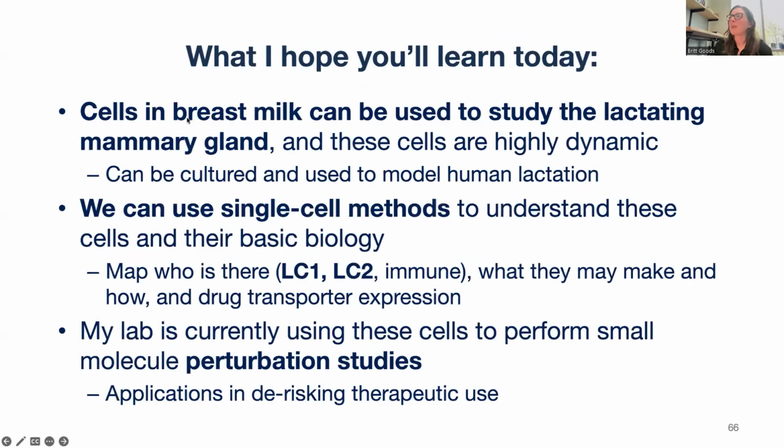Okay, so what did we talk about today? Cells in breast milk can be used to study the lactating mammary gland, and these cells are highly dynamic. These can be cultured and used to model human lactation. It's yet to be assessed whether or not LC1 and LC2 populations are accurately recapitulated in current models, and that would be really valuable to see. We can then also use single cell methods to understand these cells and their basic biology. So who is there? We now know that there are two populations of lactocytes, and my lab and others are trying to figure out if those cells are performing different functions.